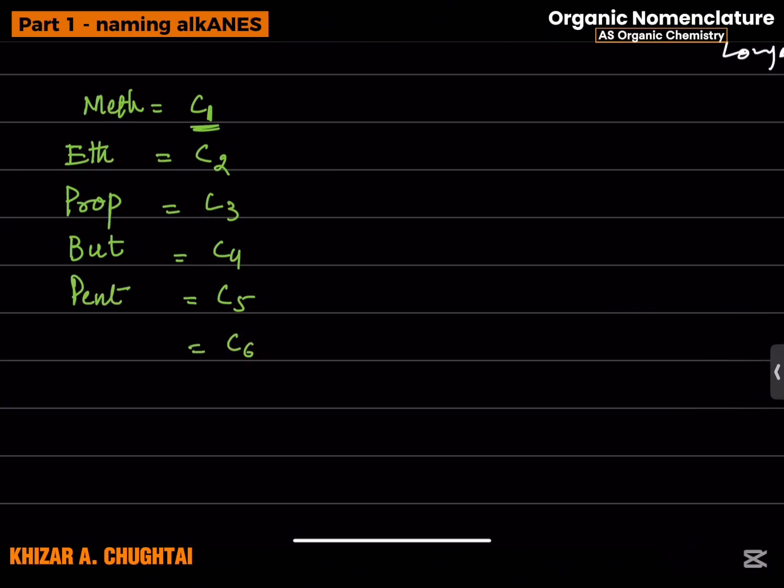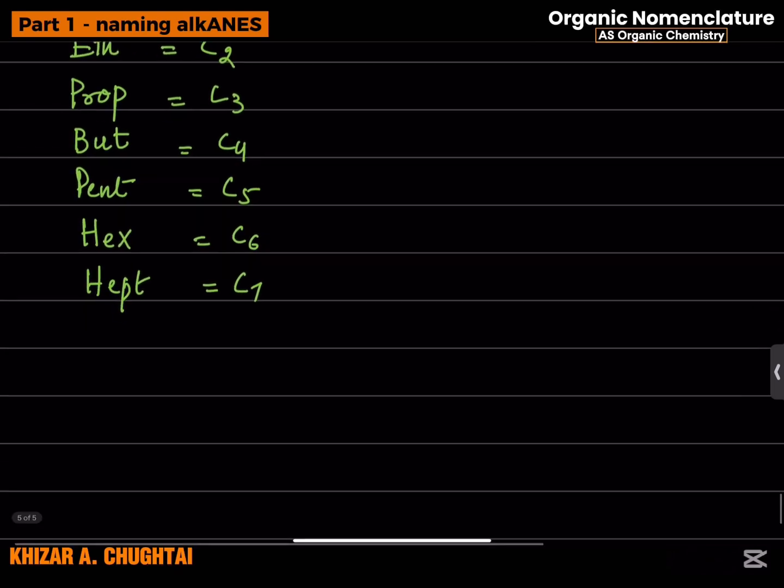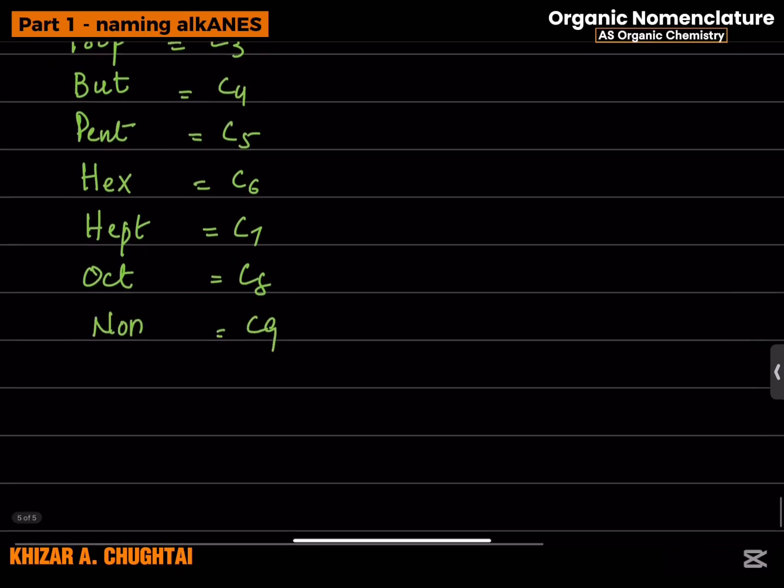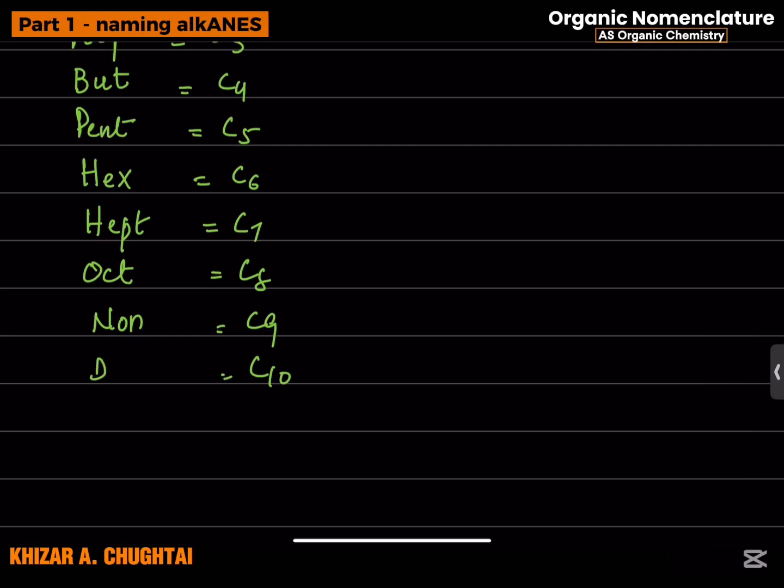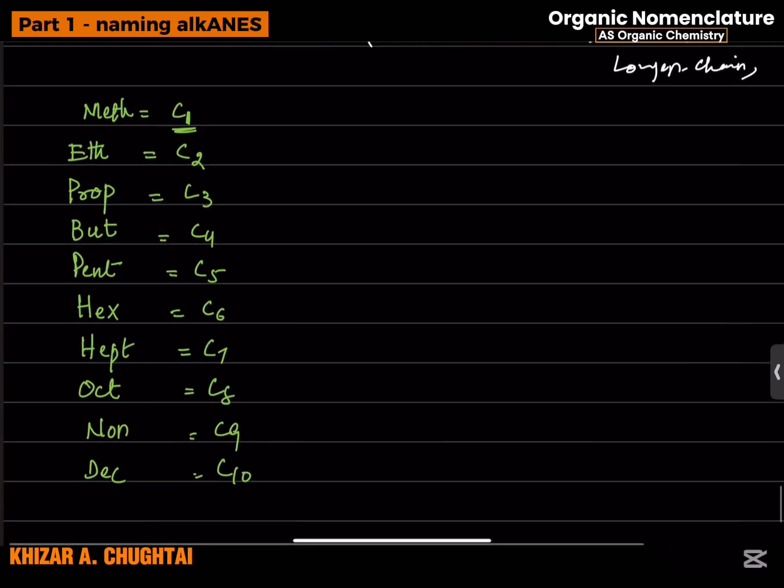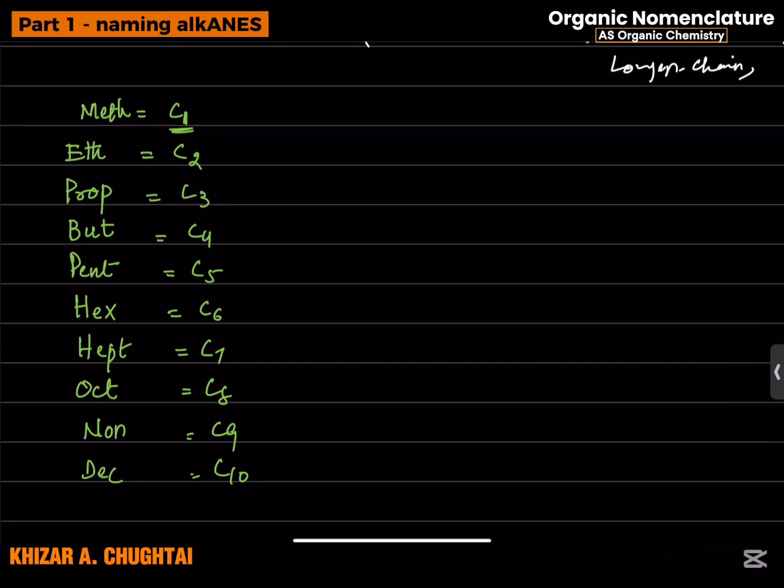If 6 carbons are together and you want to write the name, it starts from hex. 7 carbon atoms, its name starts from hept. 8 carbon atoms, oct. Octane, as you have heard. 9 carbon atoms, non. And 10 carbon atoms, dec. So these are the shortcuts that are used in nomenclature. Meth, eth, prop, but, pent, hex, hept, and so on.